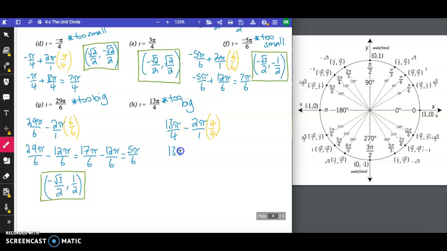Whatever I multiply the bottom by, I'll multiply the top by as well. So really, this turns into the problem 13 pi over 4 minus 2 pi times 4 is 8 pi, and then 4 times 1 is 4. 13 pi over 4 minus 8 pi over 4 will give me, what's that, 5 pi over 4? And that's on my unit circle right here. So then there's its terminal point: negative square root of 2 over 2, comma, negative square root of 2 over 2. There we go.